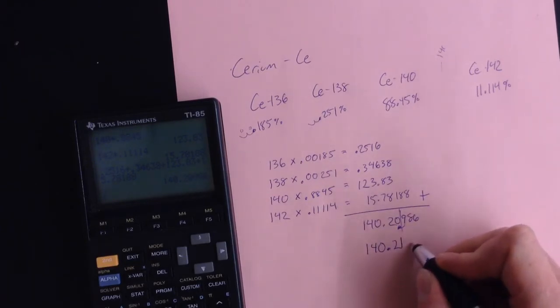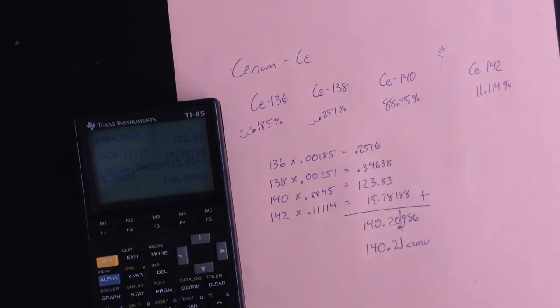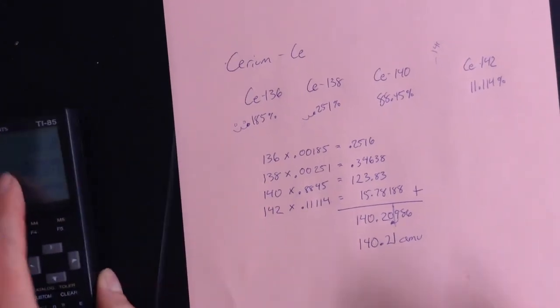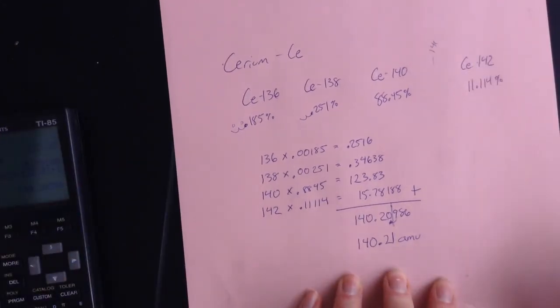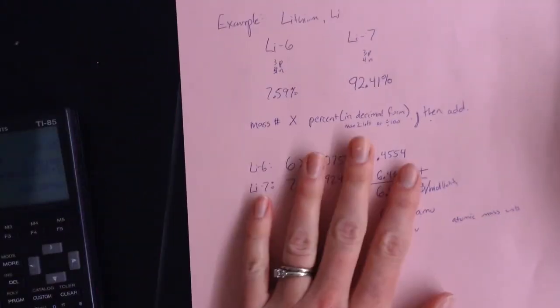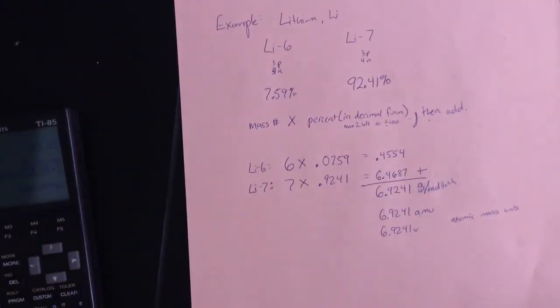Now, my unit I'm going to stick on there is an AMU. Later on, it turns out this is the same as a gram per mole, and that's okay. We'll talk about that one later. All right, so there's a couple of examples on how to find average atomic mass. Make sure if you have any questions that you ask your teacher. Thanks for watching.